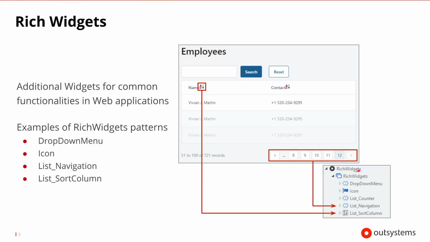Now, rich widgets come inside of their own module, and inside of that module, the rich widgets are in their own UI flow. And then inside that UI flow, all of the rich widgets are defined. And again, we see the drop-down menus, icons, counters. We're going to look specifically at the navigation and the sort column because these two will be used quite often, and when we set up our own tables, we may wish to be able to control these specifically. We're going to talk about how to do that.